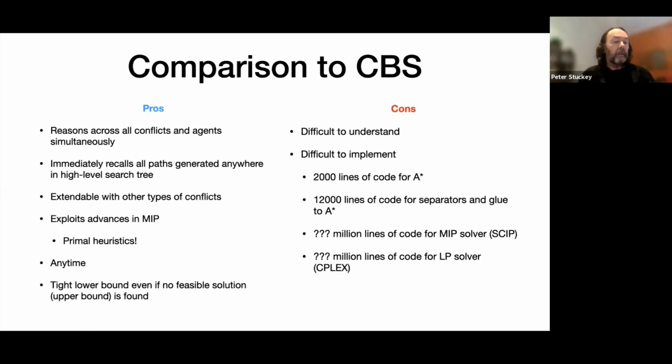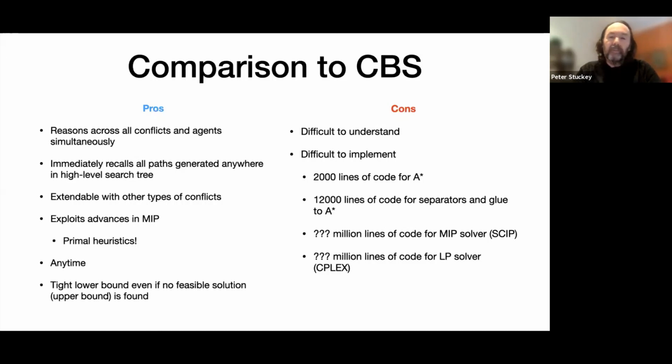So we've seen, you get, of course, the advantage of MIP. The MIP solver is very powerful. It's got a lot of sneaky things in it, and those you get to use. It's anytime, although it's not very anytime. It tends to find the first solution. It can find a first solution before the optimal, but it usually doesn't find it that much before the optimal. And you get this very tight lower bound, even if no feasible solution is found.